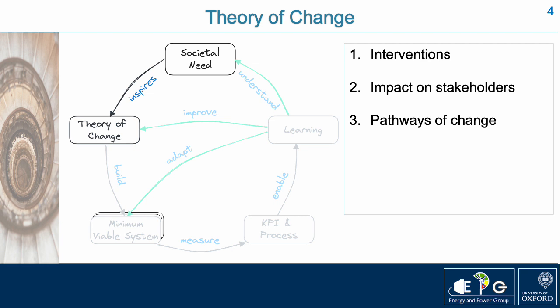Applying this principle is crucial for communicating the sequence of events that lead from the initial actions to the ultimate goal. By delineating these pathways, the theory of change provides a comprehensive understanding of how different elements within the system interact and contribute to the anticipated change.